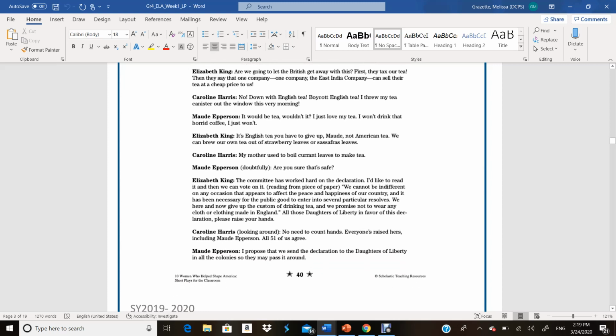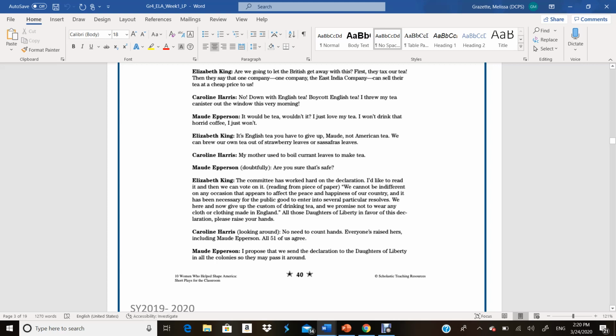Elizabeth King. The committee has worked hard on the declaration. I'd like to read it, and then we can vote on it. Reading from the piece of paper. We cannot be indifferent on any occasion that appears to affect the peace and happiness of our country, and it has been necessary for the public good to enter into several particular resolves. We here and now give up the custom of drinking tea, and we promise not to wear any cloth or clothing made in England. All those Daughters of Liberty in favor of this declaration, please raise your hands.